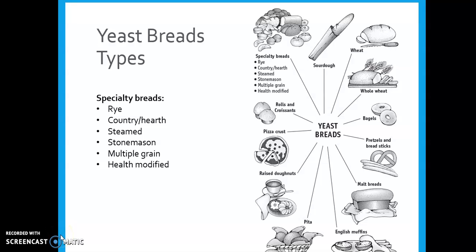So other types of yeast breads. Some specialty breads include rye, country or hearth bread, steamed bread, stone mason bread, multiple grains or multigrain, and then health modified. You can see all of these different things fall under the yeast bread category. So pizza crust is a yeast bread, rolls and croissants, pretzels are yeast breads, raised donuts. Those are going to be your fluffy donuts, not your cakey donuts. Pita bread, English muffins, bagels, all are yeast breads.